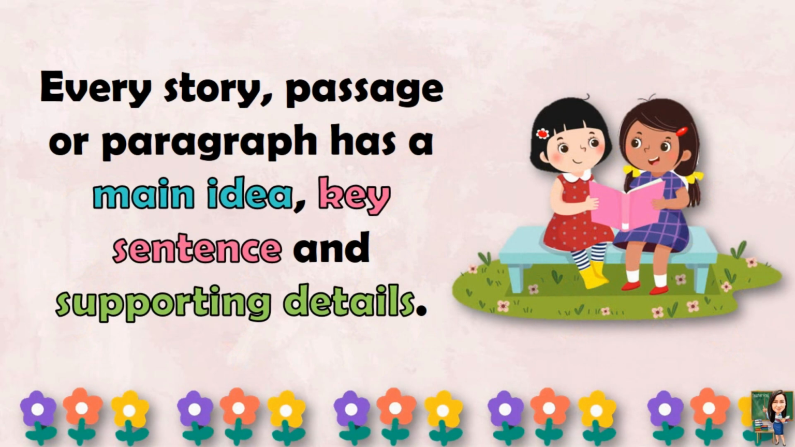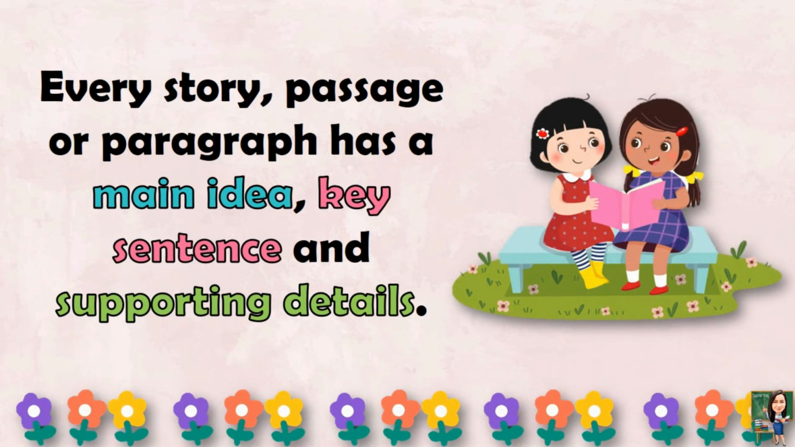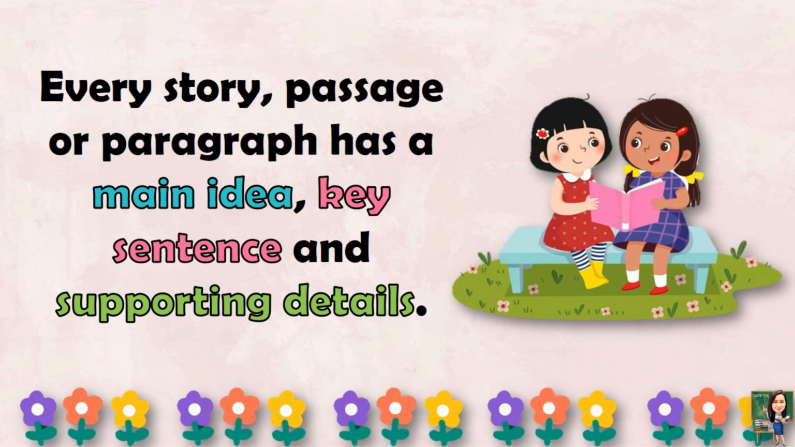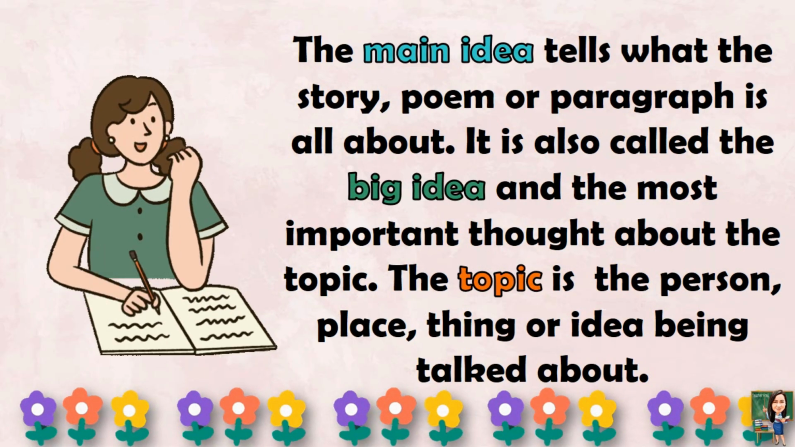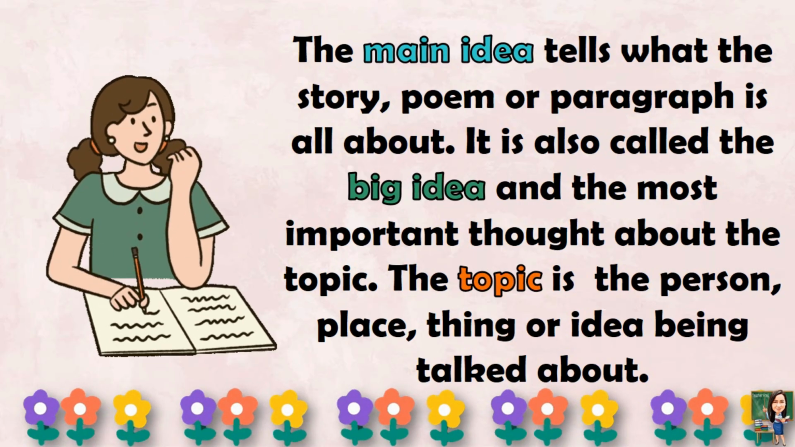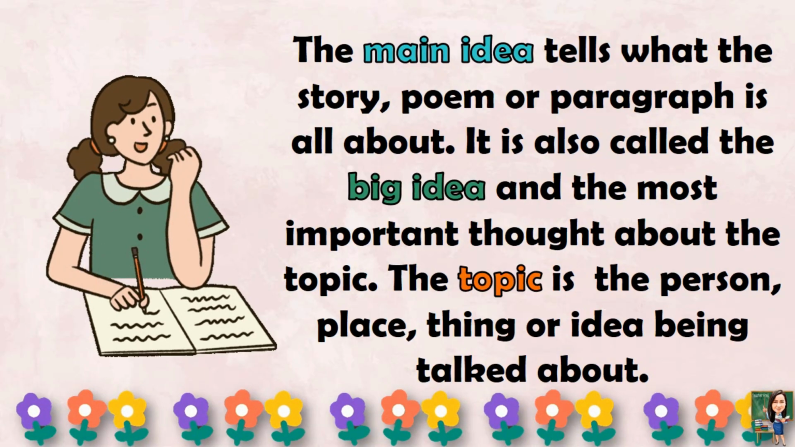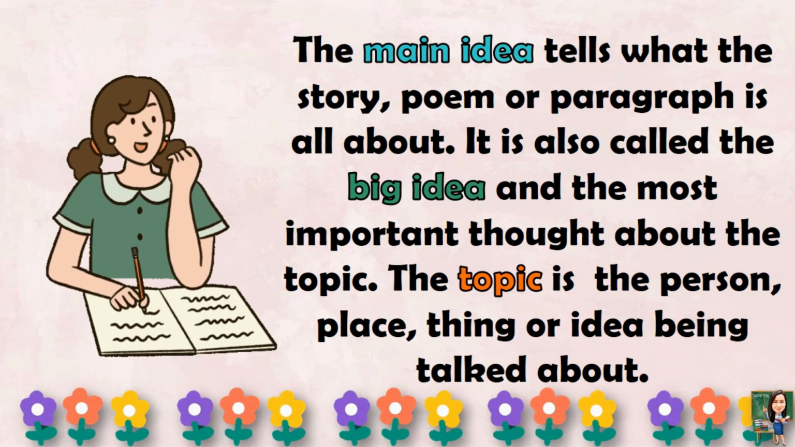Remember, every story, passage, or paragraph has a main idea, key sentence, and supporting details. The main idea tells what the story, poem, or paragraph is all about. It is also called the big idea and the most important thought about the topic. The topic is the person, place, thing, or idea being talked about.